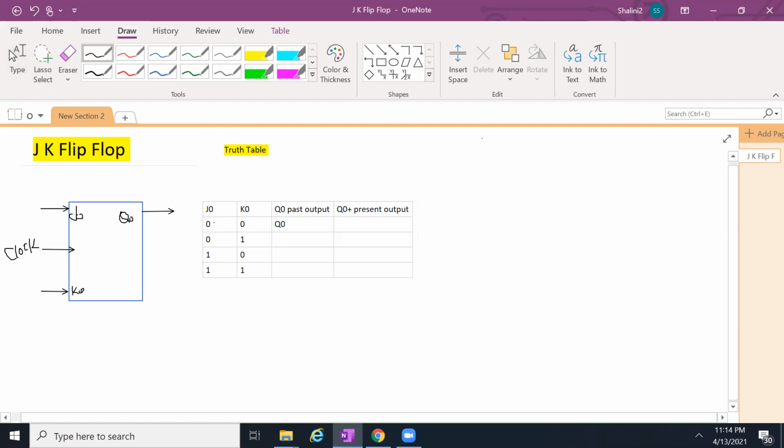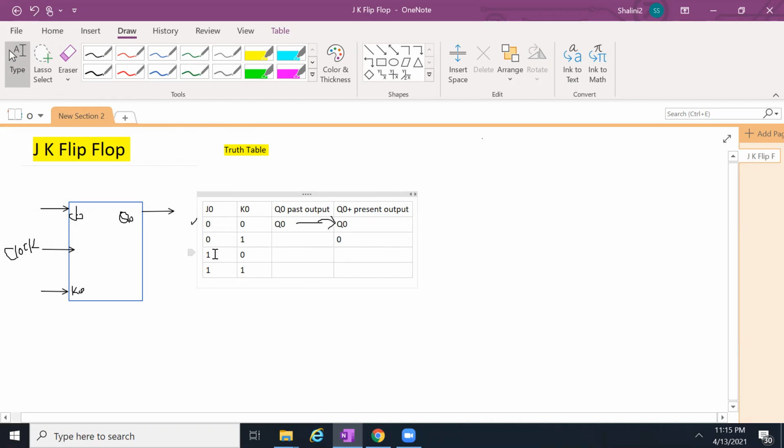Okay, so whenever JK value is 00 in the first case, the same Q0 output, the past output, will come to the present output. So here we will get the Q0 output, the same one. Yeah, so the same will come to the present output. Okay, so now whenever JK value is 01, that time we always need to look into the J value. So here the J value is 0, then that time we will get the 0 value.